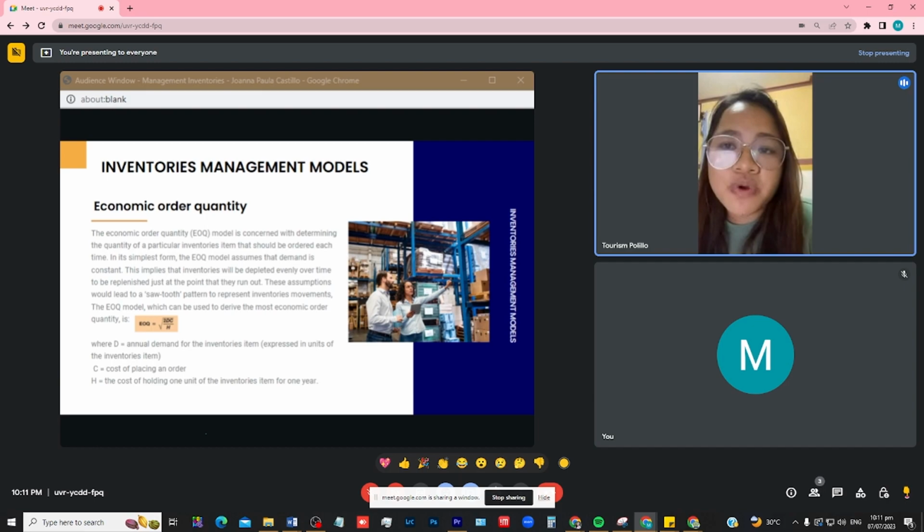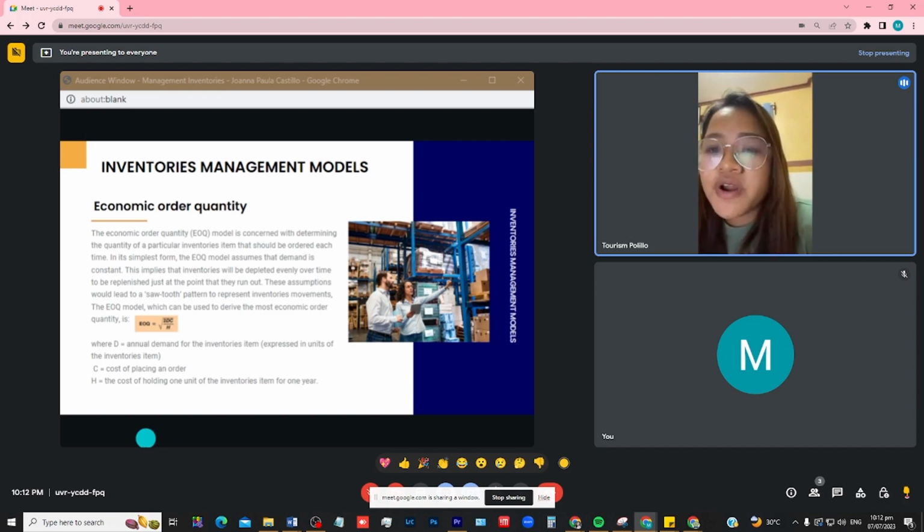The EOQ model, which can be used to derive the most economic order quantity, is EOQ equals the square root of 2DC over H, where D stands for the annual demand of the inventory item, expressed in units of the inventory item. C is the cost of placing an order, and H is the cost of holding 1 unit of the inventory item for 1 year.